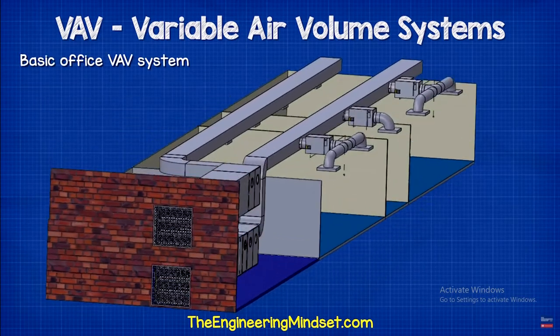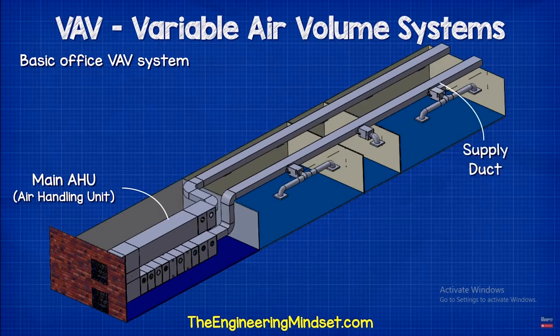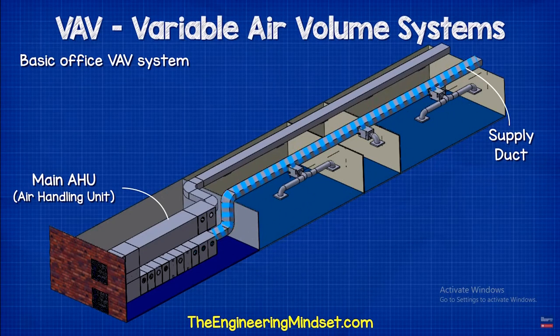Here we have a model of a very small basic office. We have the main air handling unit in the mechanical room. Then we have the supply duct which runs through the building and branches out into each of the rooms. This supplies the fresh treated air throughout the building.